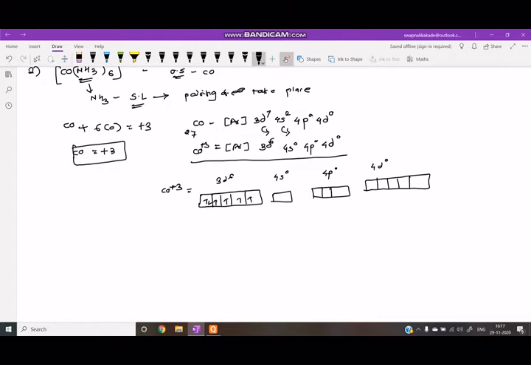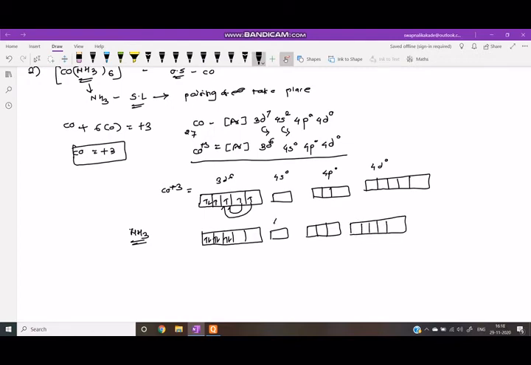Here the ligand is strong field. The ligand is NH3, which is a strong field ligand. Therefore pairing of electrons takes place. These electrons pair up here, and these electrons pair up here, and we get two empty orbitals of 3d.